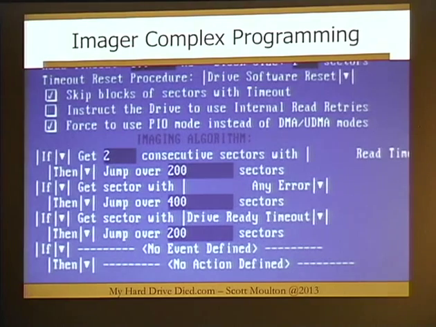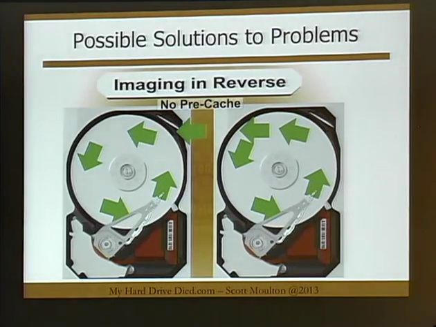Like, okay, I couldn't read you forward. Why don't we try reading you backwards? Let's go to the end of the drive and come backwards and read you. How obvious is that? All of the data recovery tools do it. None of the forensics tools do it. And that's the point about reverso.